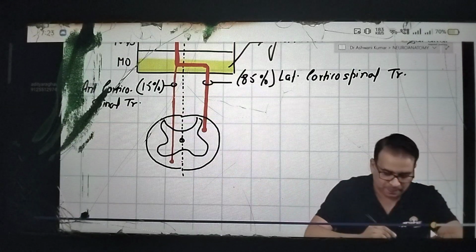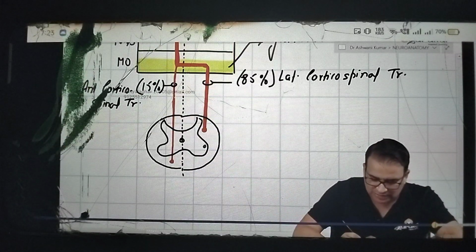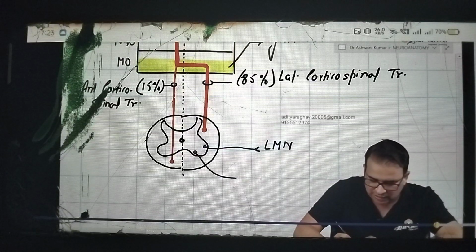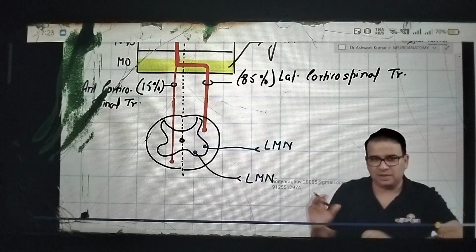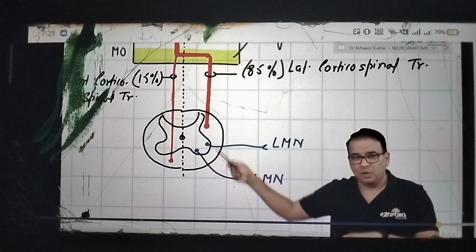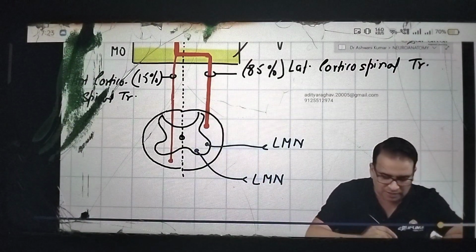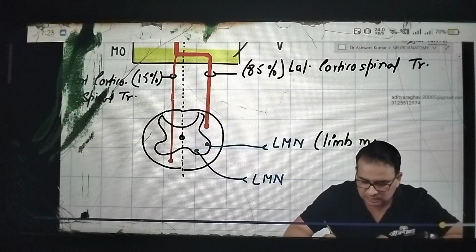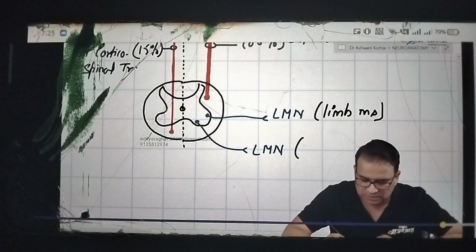You already know that in the ventral horn, we have a lateral nucleus, from where a lower motor neuron comes out, and a medial nucleus, from where again a lower motor neuron comes out. Why am I marking this? Because the lower motor neuron coming from the lateral nucleus is going to supply limb muscles, whereas the one coming from the medial nucleus will supply the midline muscles or axial muscles.